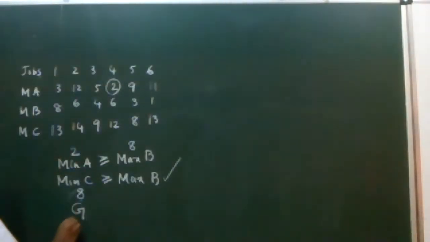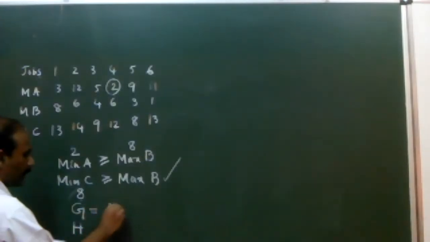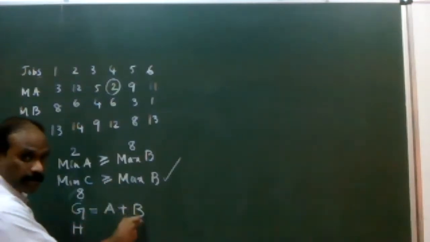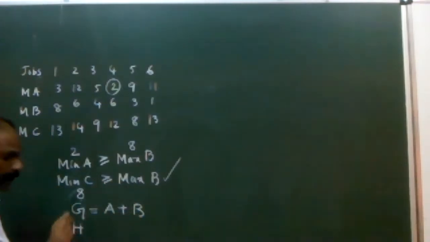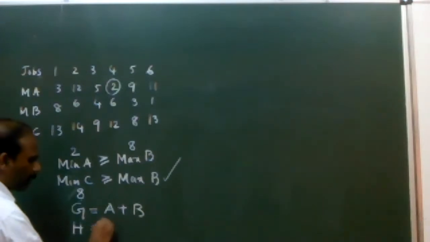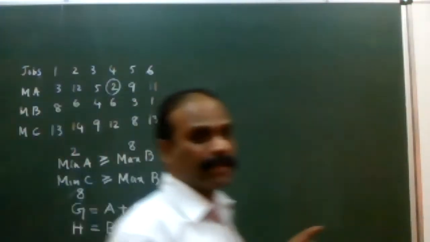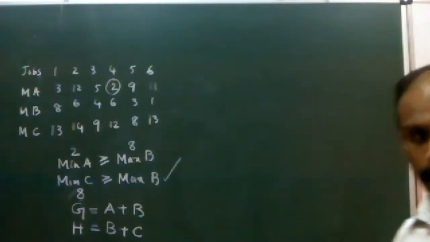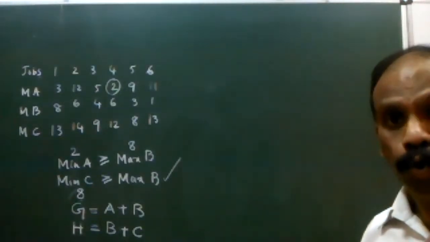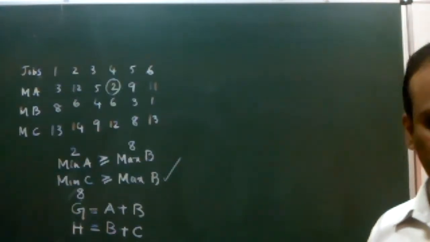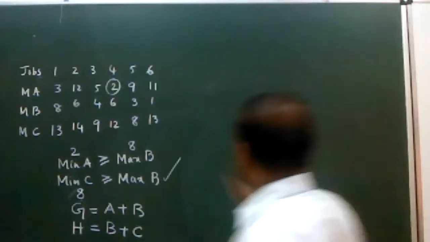So I am introducing 2 fictitious machines here. One is machine G and the other one is machine H. The machine G is nothing but A plus B. By adding the processing times of machine A and machine B, we will get G. Similarly, what is machine H? B plus C. By adding the processing times of B and C, we will get machine H. Now, I am supposed to introduce 2 new sets of values called G and H by doing these calculations. So let me do the calculations.